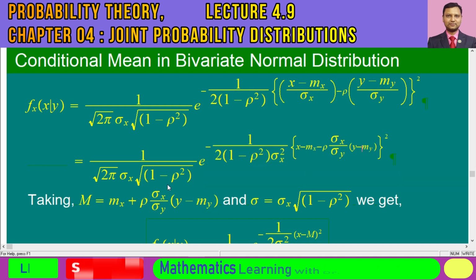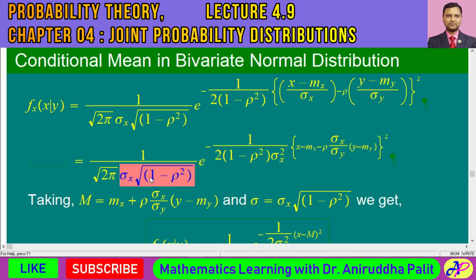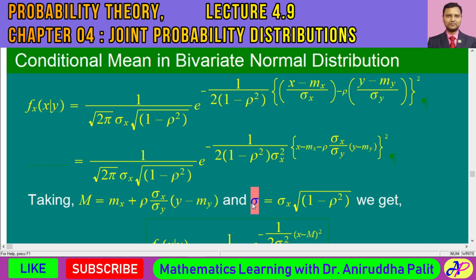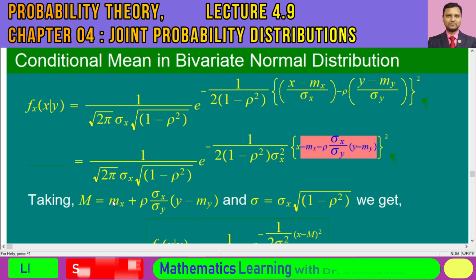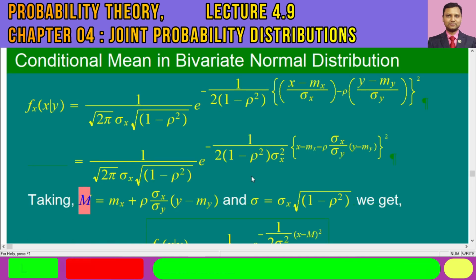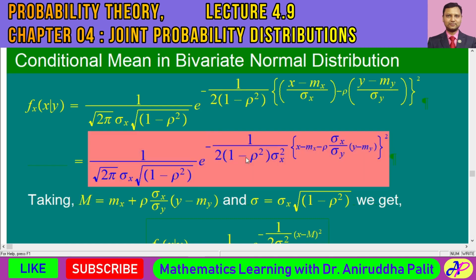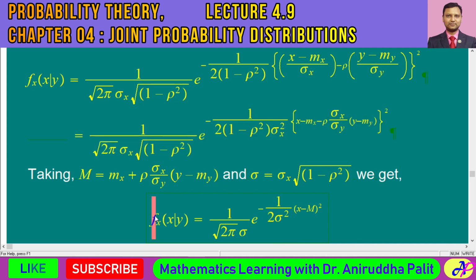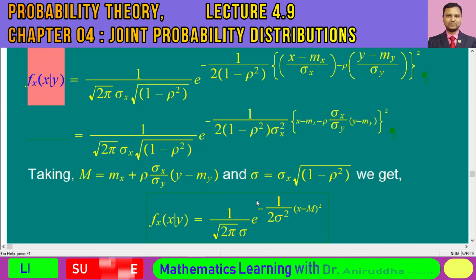Okay. Now, if this expression, sigma x into root over 1 minus rho square, is written as sigma, and this expression, x minus whatever we have, is written as capital M, then you see this density function can be written in this way. Say over here, f x given y, that is the expression of this left hand side.